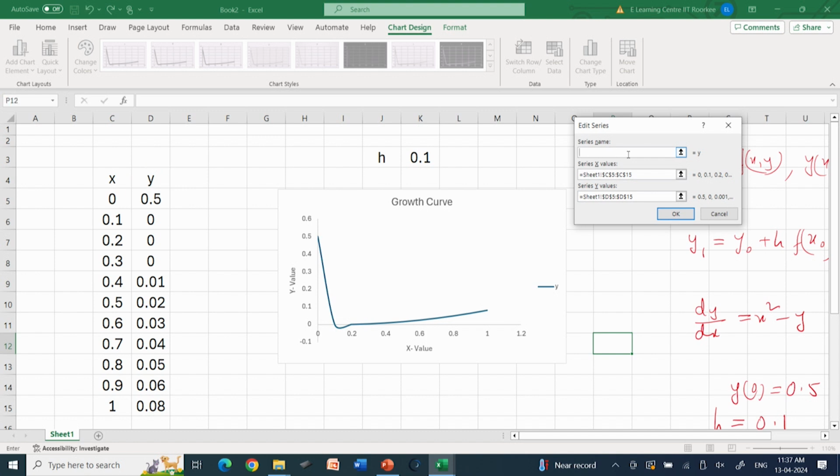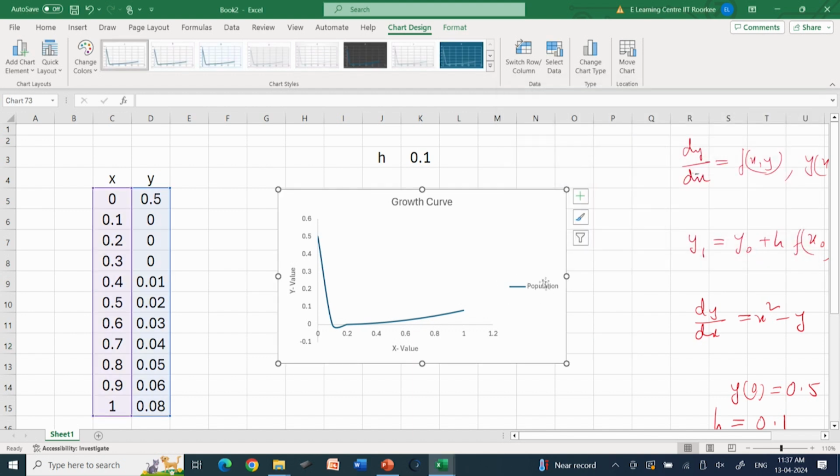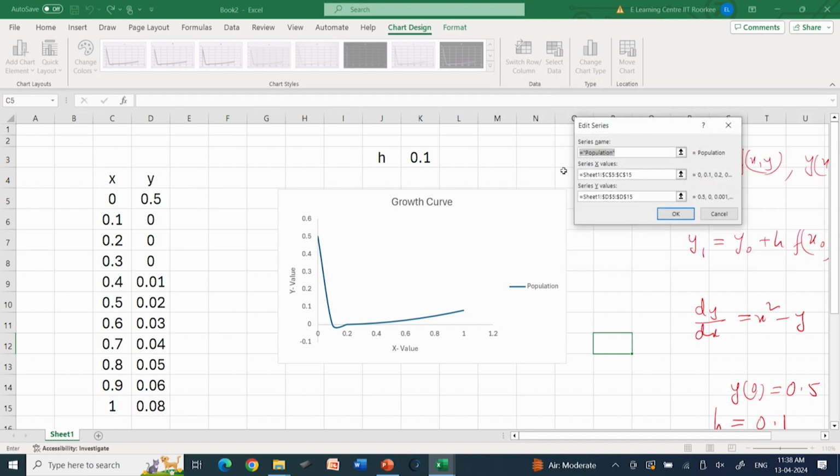You remove this and you type here whatever you want, say let me type the word population. If I click OK, you see that this y changes now to population. So, one more time, if you want to change this legend, you select this whole curve, you go to select data, you go to this population and click edit. The moment you click edit, this has come.